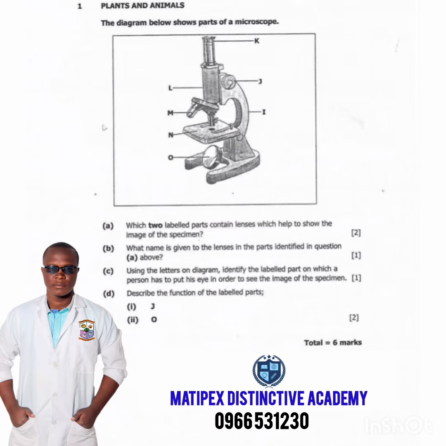Question D. Describe the function of the labeled parts J and O. So J, that is the adjustment knob. What is the function of the adjustment knob? The adjustment knob moves the body tube up and down to bring the image of the specimen into focus. That is the function of the adjustment knob.